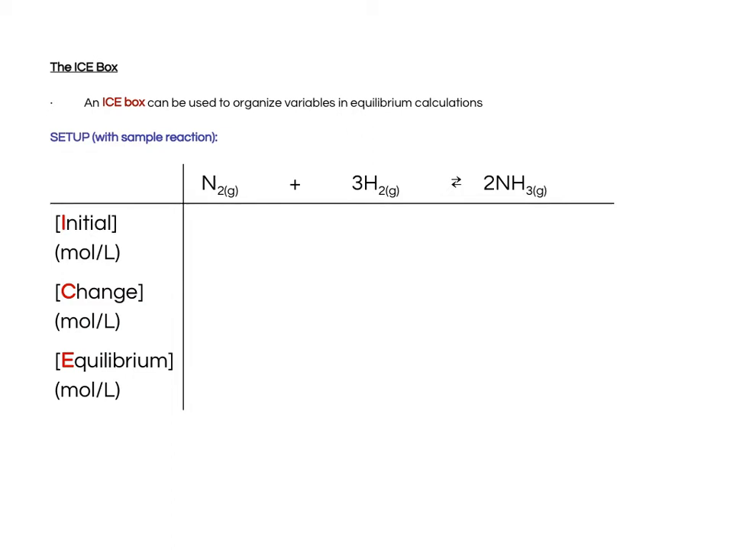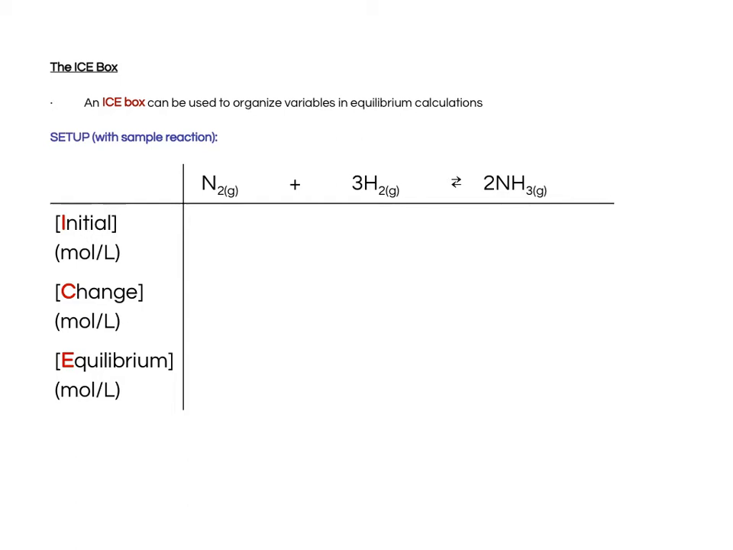And then I want to consider how those initial concentrations change as the system proceeds towards equilibrium. That's the C in ICE. And then lastly, E is equilibrium concentration. That describes the final equilibrium concentrations once that equilibrium has been established.